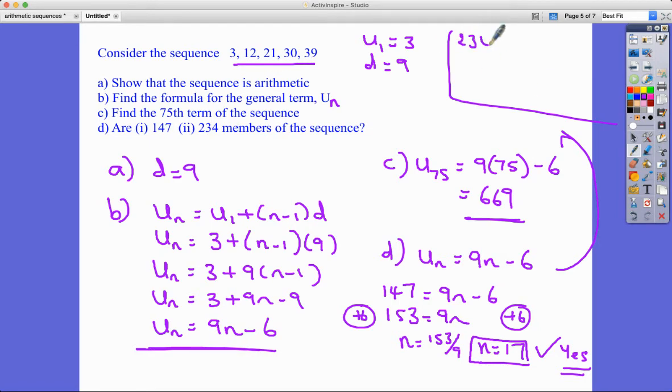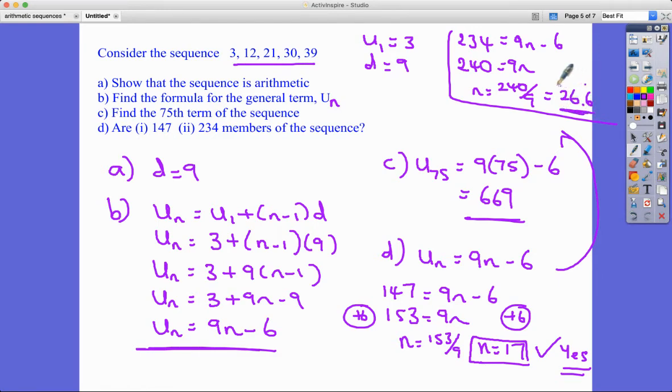Now I've run out of room here, so I've been making a little window up here to work this one out. 234. Let's check if this is part of the sequence. What is it? 9n minus 6. Okay, so add 6 to both sides again. 240 equals 9n. n is 240 over 9. Doesn't look like it. No. Okay, so it's 26.6.